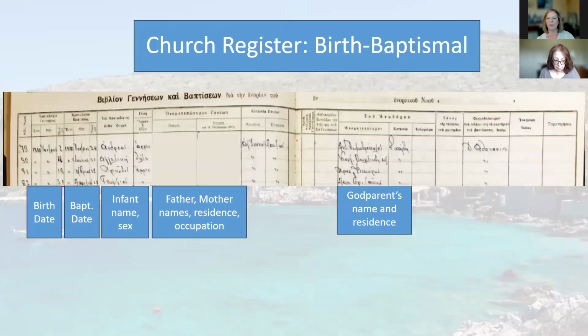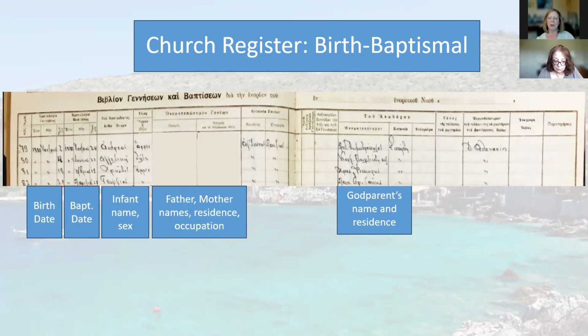This is a page from a village church register book, again for birth and baptism. You can see that the birth and baptism dates are the first two columns, followed by the name of the child and its sex, the parents' names, and other information. Village church records are kept by the village priest. As of today, they're not online.